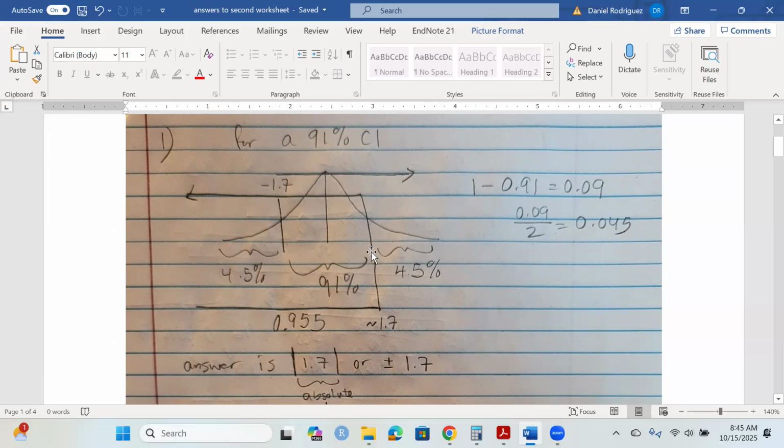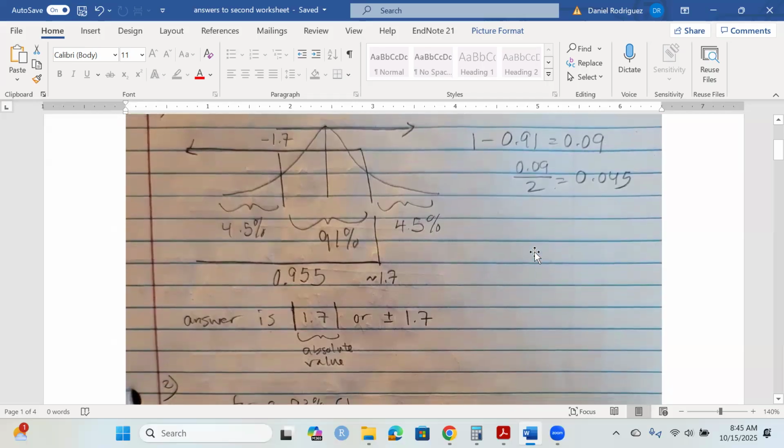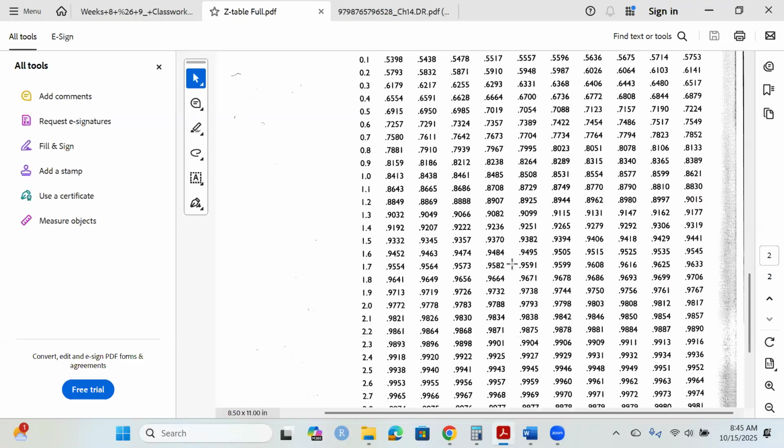Because what I have from here with the 95% refers to starting here and ending here. But when I talk about this cutoff point, it's got to include everything below it, and that includes also the lower 4.5%. So I take the 91% and add 4.5, I get 0.955, right? What I'll do is go into my table here and look for 0.955.